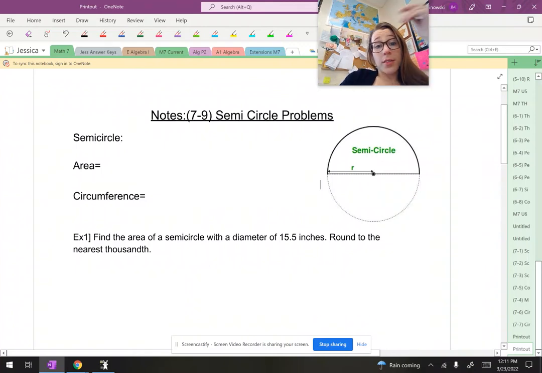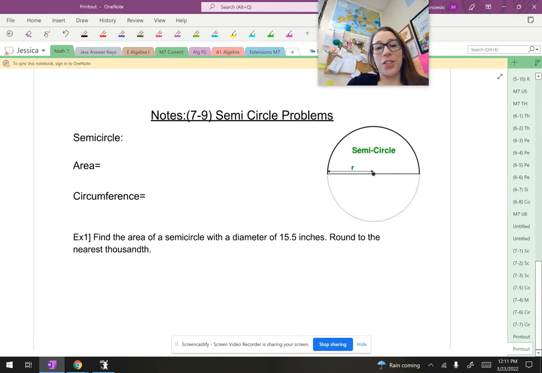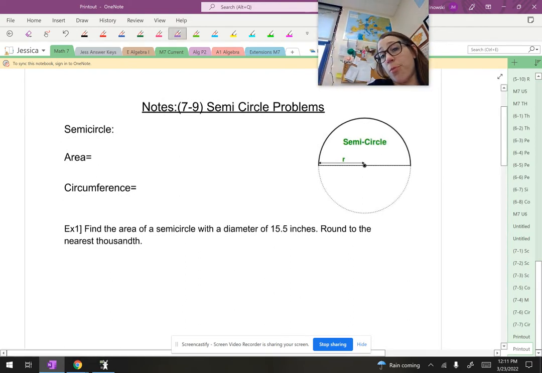So here we are, Math 7, last lesson of Unit 7, 7-9, 777. So we're going to look at semicircles today. As you might have already figured out from looking at the picture, a semicircle is just half, right? Half being 1/2, that fraction 1/2 or 0.5, half of a circle.